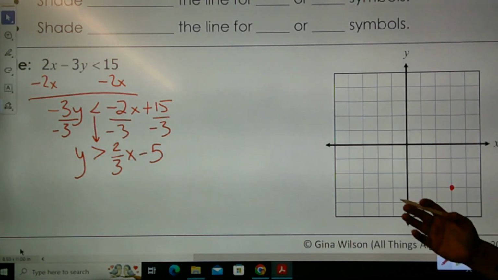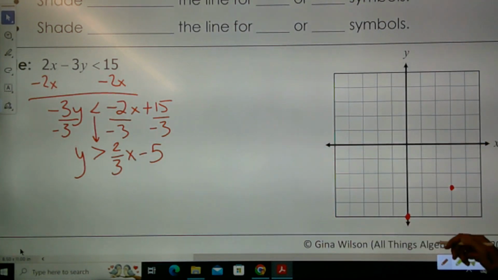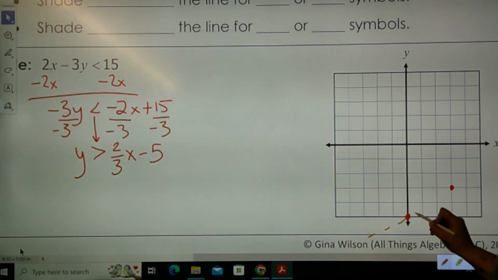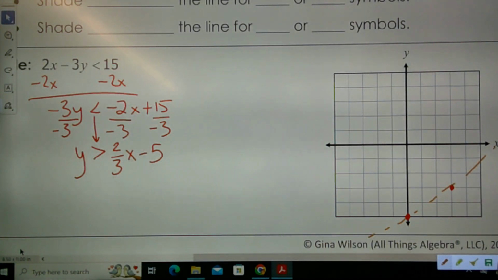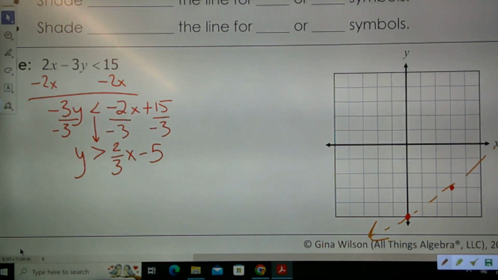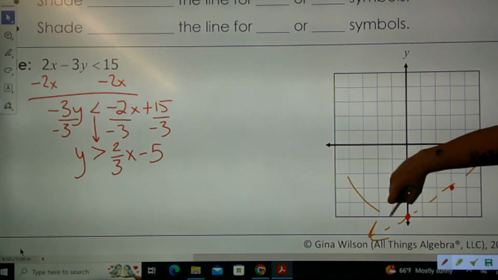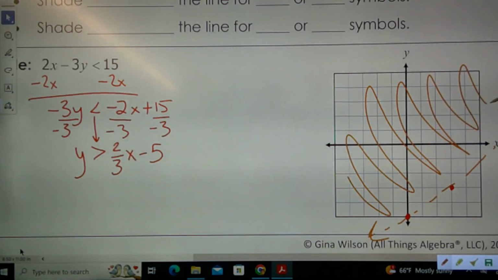2 is all that's going to fit on this graph, and that's okay. But remember, it's not equal to, so it needs to be a dashed line. I know, that's not even close to true. Don't judge me. And because it's greater than, shade in above the line.